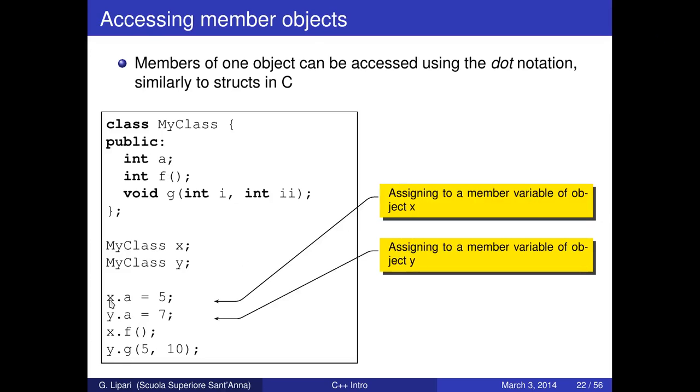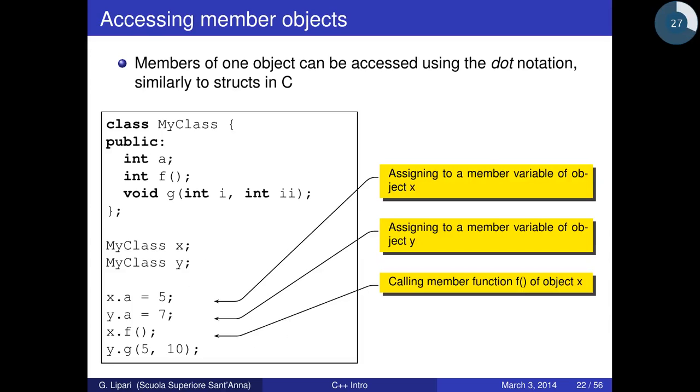Of course, if I do x.a equal to 5, this will assign 5 to variable a of object x, and it will assign 7 to variable a of object y, because every time you define an object, of course it's like the structure, you have a copy of every single member variable for each of these objects.